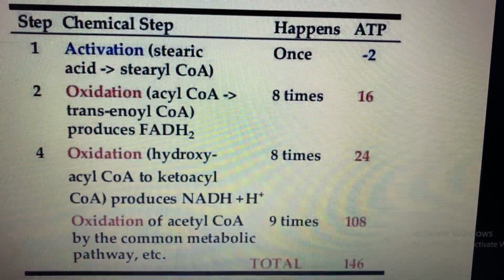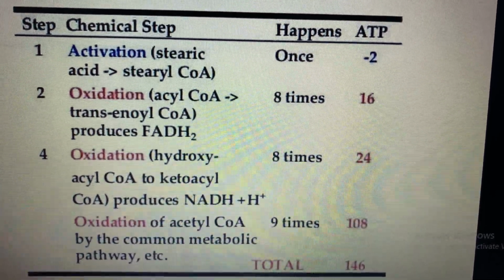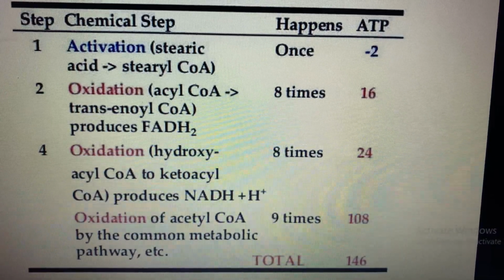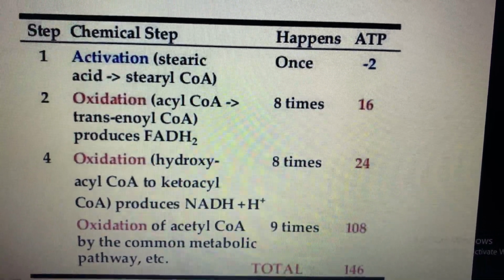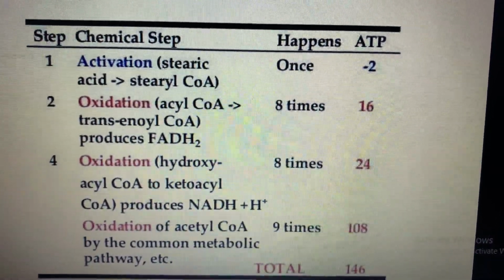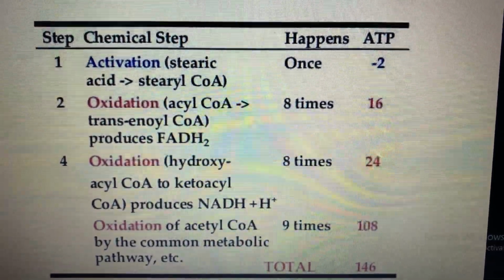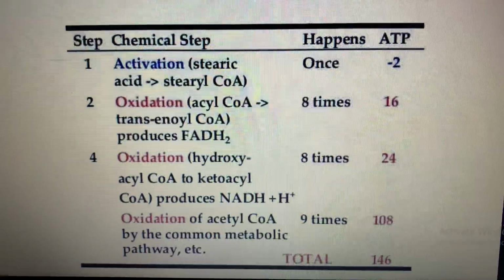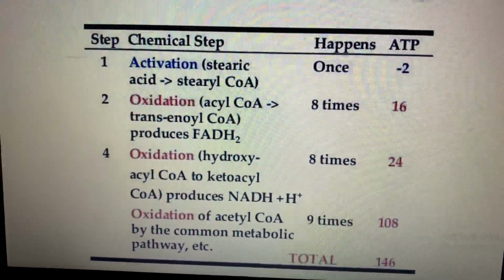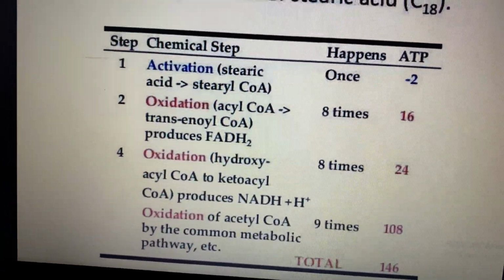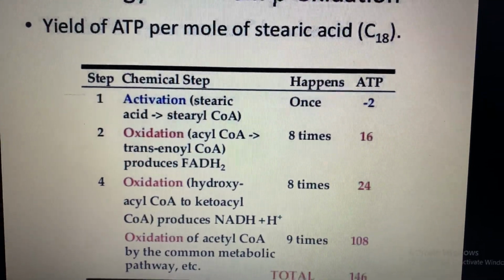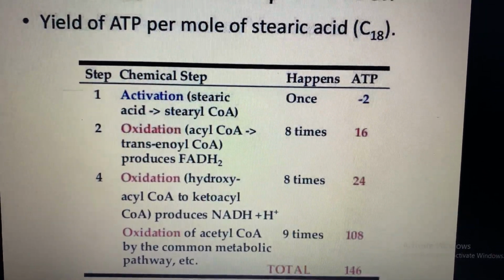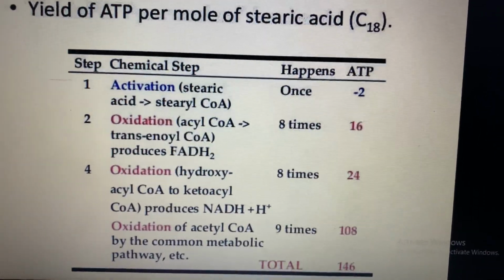Similarly, oxidation of acetyl coenzyme A through the common metabolic pathway occurs 9 times, and 108 ATP molecules are produced, collectively producing 146 ATP molecules. This happens during the beta oxidation reaction, which starts from the cytosol and ends up inside the matrix of the mitochondria. That's all.